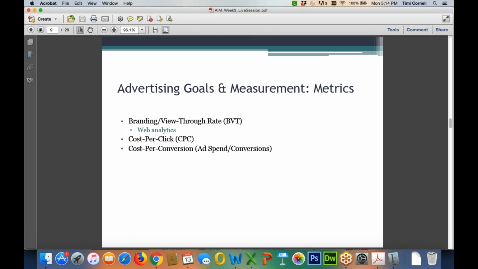Next, we have our cost per click. And this is where we take our advertising costs and divide by number of clicks. And then, of course, we have our cost per conversion. That's where you would take your advertising cost or ad spend and then divide by number of conversions. And that's essentially how much each conversion cost your company.